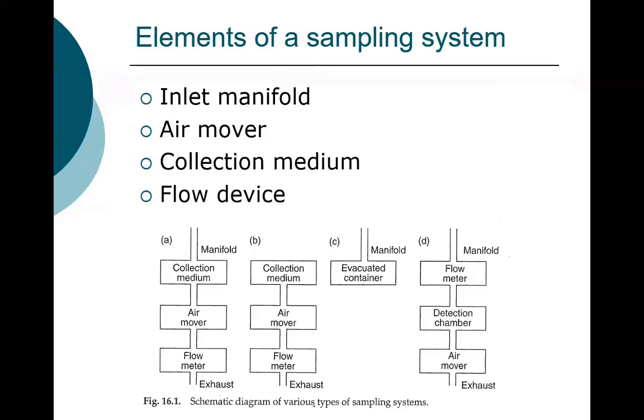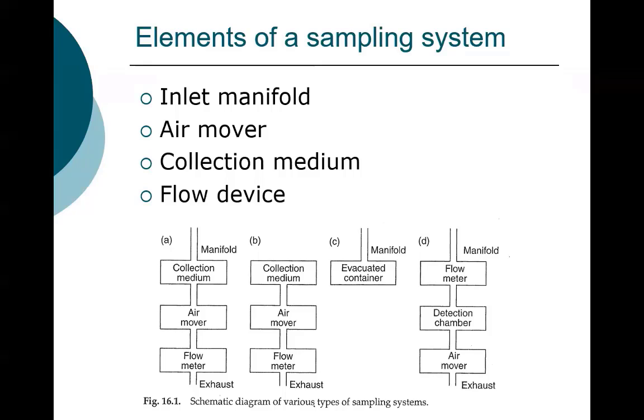Again, looking at the sampling system, we have 4 different systems here. And again, just basically most, as I said at the beginning, the essential components of these are the same. So as you can see, this first one here, we have a manifold. So the manifold is transporting the material from the ambient atmosphere to the collection medium or the analytical device. And you want this away from heat, sunlight, high humidity, if at all possible.